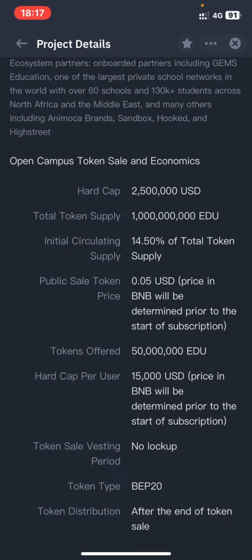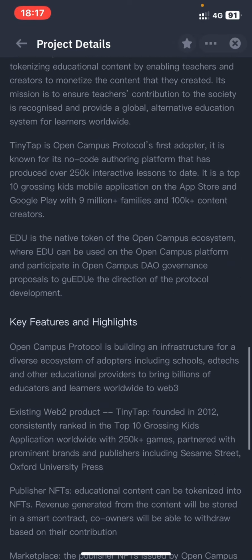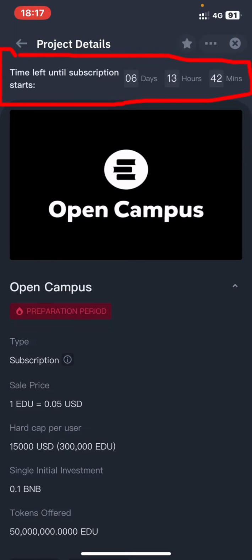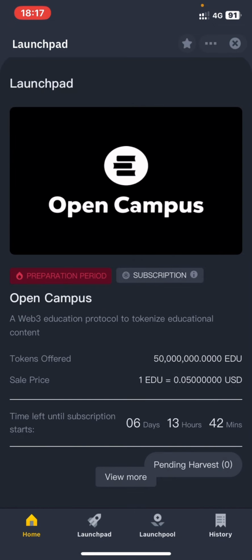Token sale harvest period, no lockup. So Binance won't lock your token. After this token sale has concluded, they will release your token. Over here, token type is BEP20, and token distribution is after the end of the token sale. So this is what you need to know about this token for you to be able to buy it. The time left until the subscription period is 6 days, 13 hours, 42 minutes. So that's what you need to know on how to buy this token on Binance Launchpad.